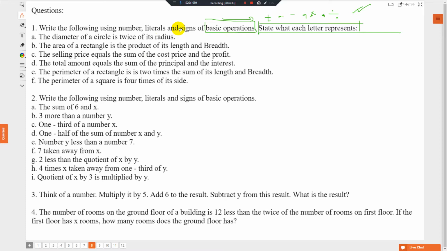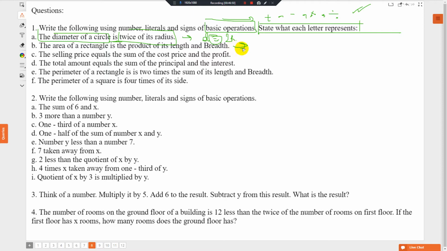So what will be the diameter of a circle? Diameter will be twice its radius. So diameter is equal to twice its radius. First find this and then find this, and always remember the diameter of a circle, which is d, is equal to 2r.